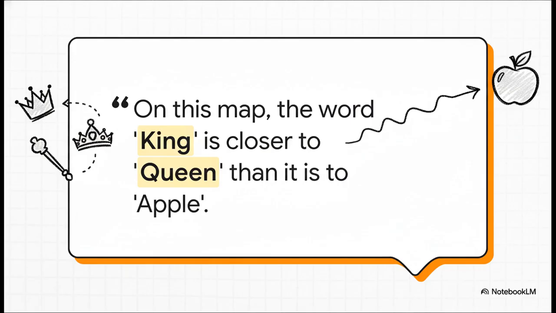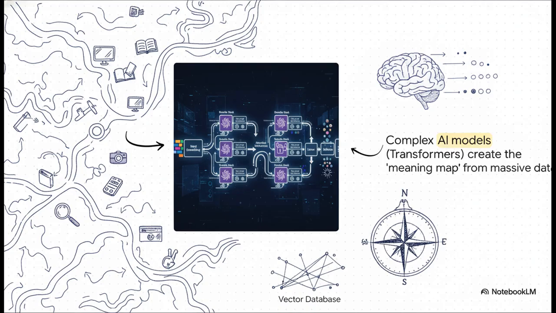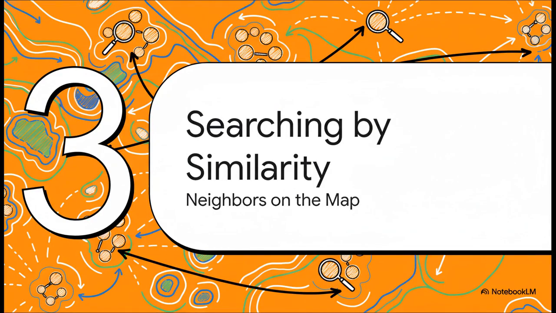It's all about how concepts relate to each other. It's all about proximity. So who draws this incredible map? Well, these super smart AI models, like the ones called transformers, are basically the cartographers. They read and process just insane amounts of data, the entire internet, books, images. And by doing that, they learn all the subtle connections and relationships between ideas to create this incredibly detailed meaning map.